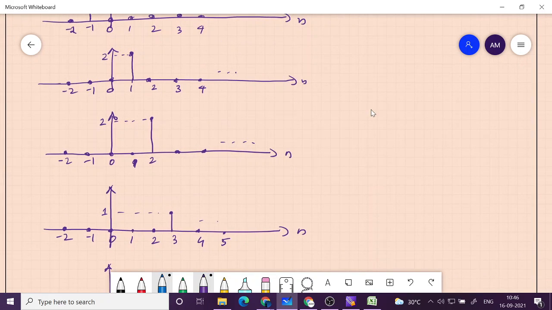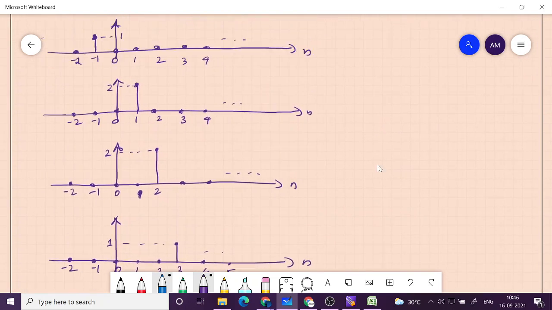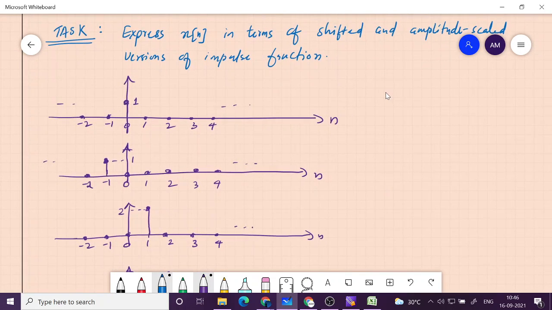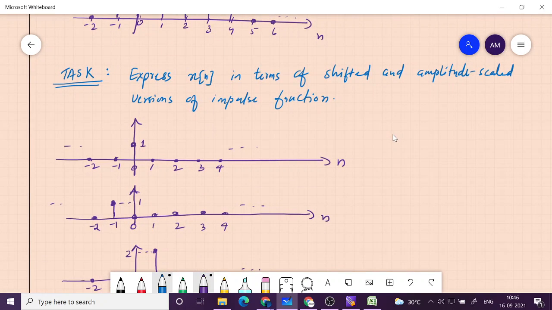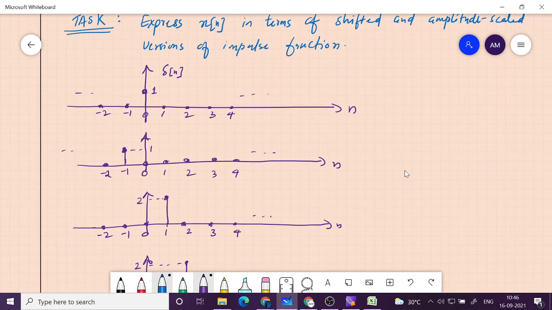Now let us give some names to these functions. The first function is basically delta of n. This is our impulse function in discrete time, simple. And what name can we give for the second function? Here we have 1 at n equal to -1. So it is shifting the impulse function to the left by 1 unit. How do you write it? Delta of n plus 1. Agree?